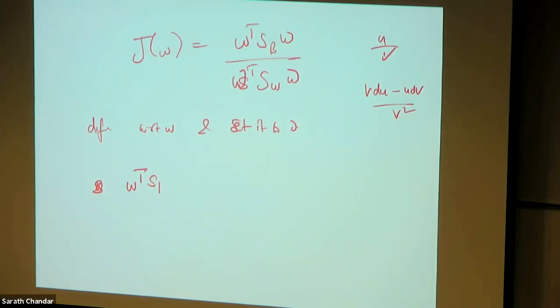No. I think it is U dV minus V du. Okay. Can somebody verify whether this is U dV minus V du by V squared? It is V du, so I was right, but then maybe, okay.